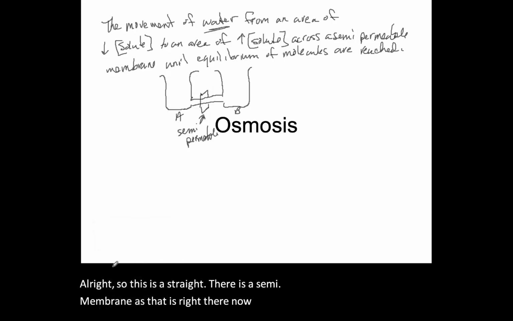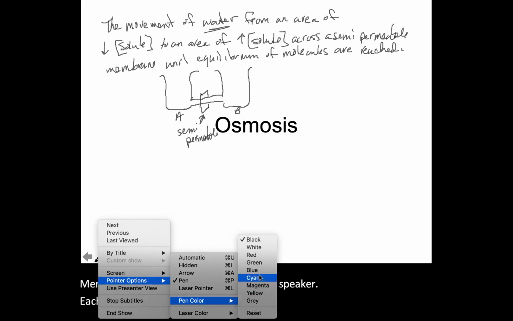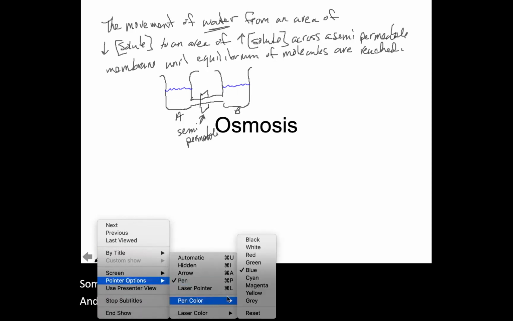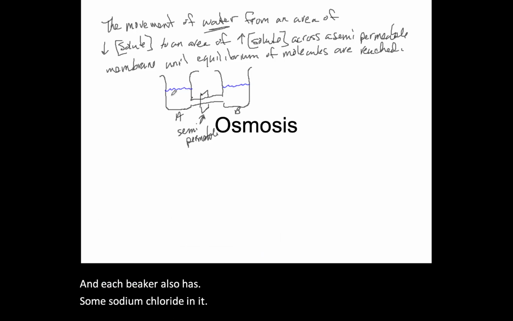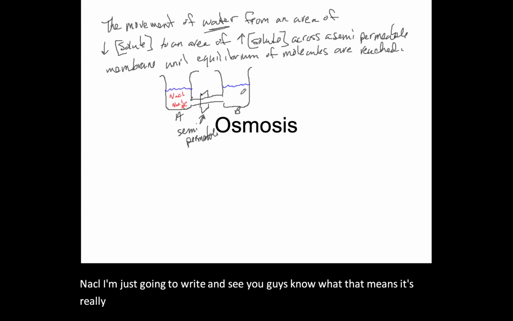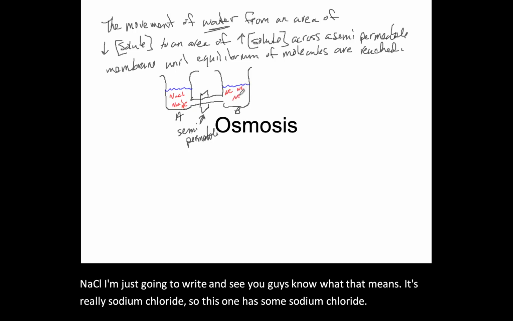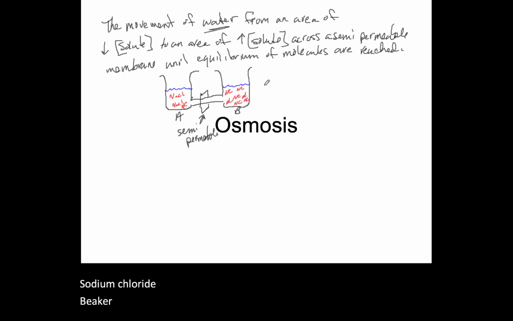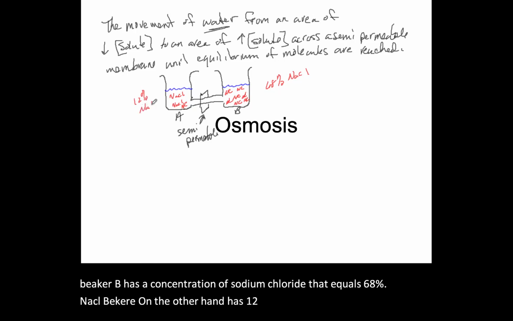Now, each beaker has some water in it. And each beaker also has some sodium chloride in it. NaCl. You guys know what that means. It's really sodium chloride. So this one has some sodium chloride, and this beaker now has some sodium chloride. Beaker B has a concentration of sodium chloride that equals 68% NaCl. Beaker A, on the other hand, has 12% NaCl.